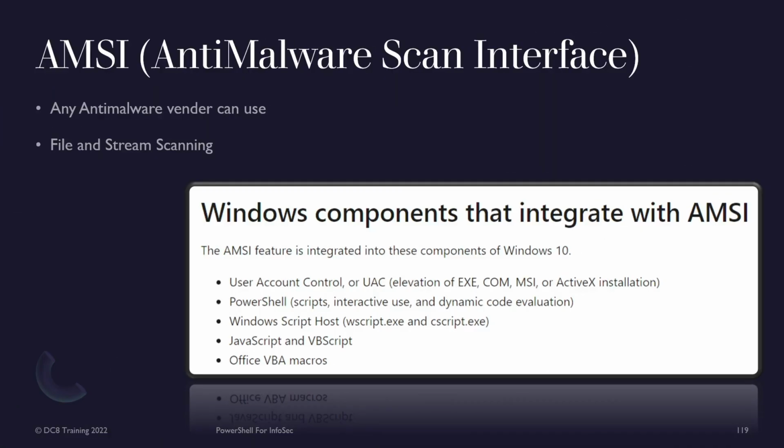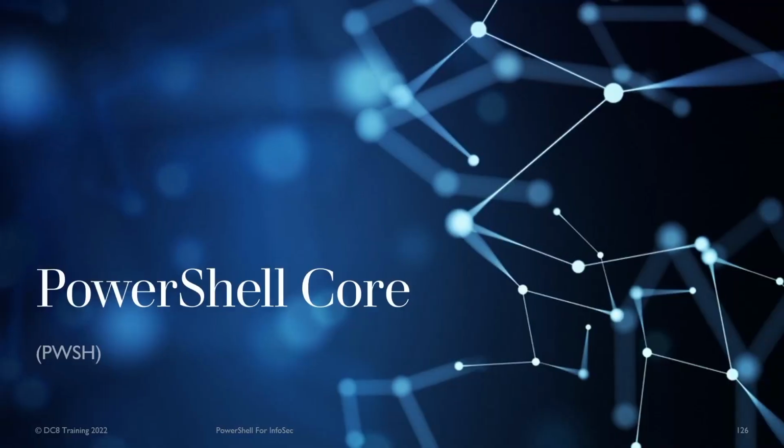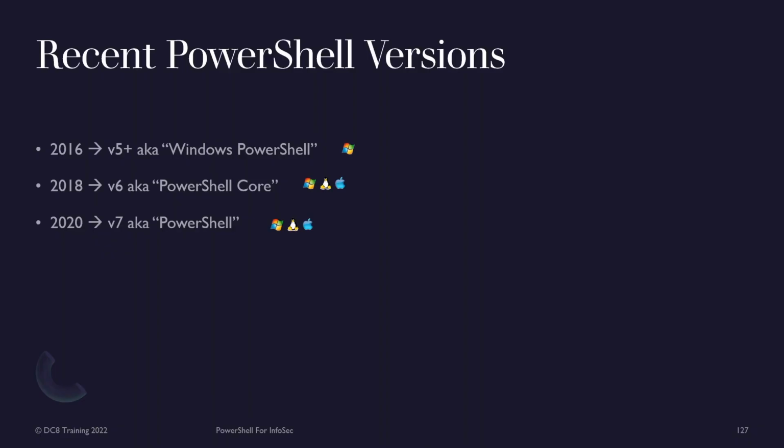We will talk about attack techniques, including logging bypasses and anti-malware scanning interface or AMSI bypasses. And we wrap it all up by talking about PowerShell Core, the latest and greatest in PowerShell that works cross-platform on Windows, Linux, and Mac.